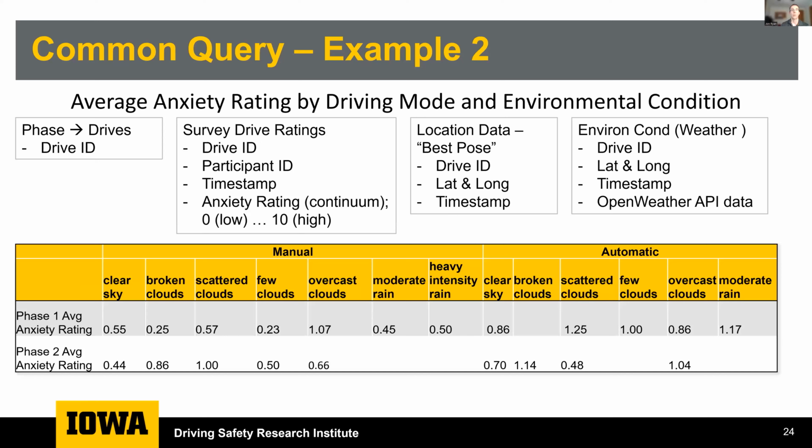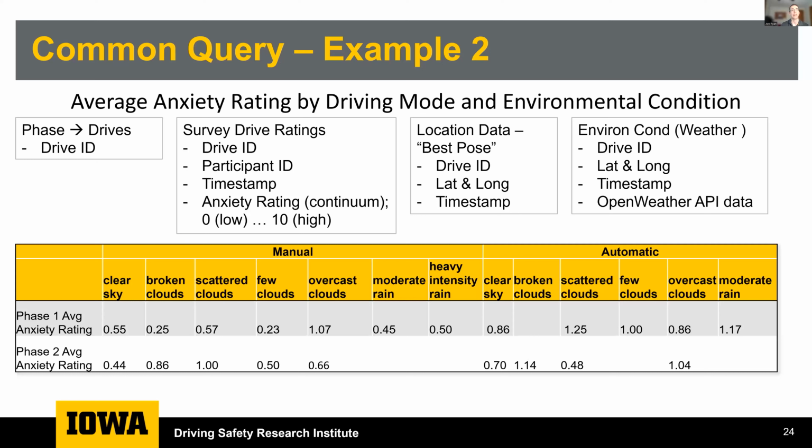And then the second query is an example of the average anxiety rating by driving mode and environmental condition. So again, the data is collected and organized by drive, and the anxiety data comes from the participant survey data and collected at particular points throughout the drive. It's comprised of rating values on a continuum from 0, which represents the lowest level of anxiety, to 10, which is the highest. We again join to the best pose data to get the location at that time.